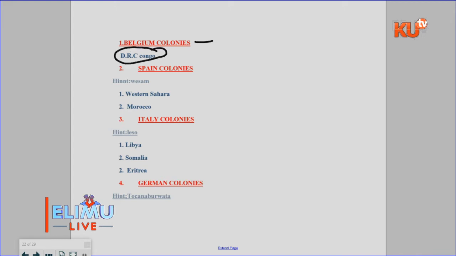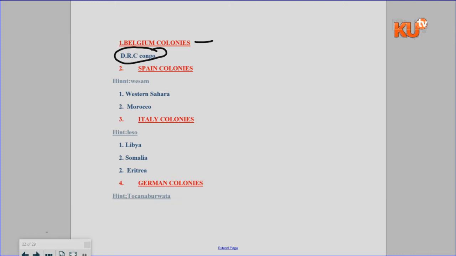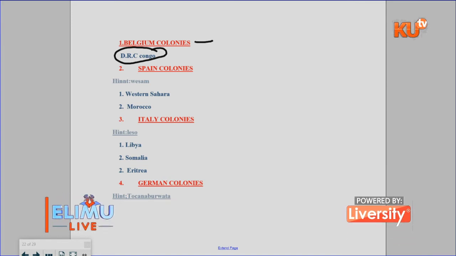Then we have Spain. I've given you a hint there. For Spain's colonies, you can write the word Western: Western Sahara and Morocco. Those are the two countries in Africa that were under the influence of Spain. So Spain colonized Western Sahara in West Africa and also Morocco, which is found in the northern part of Africa.